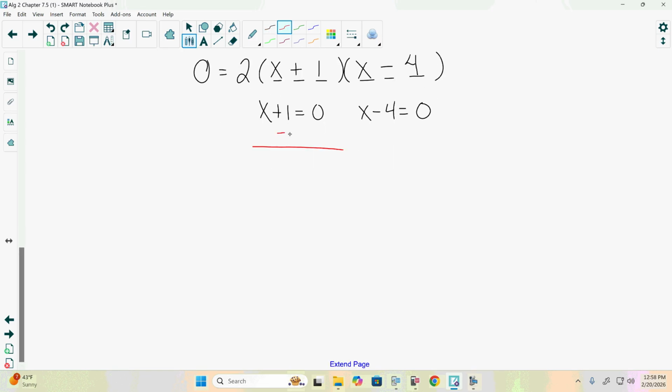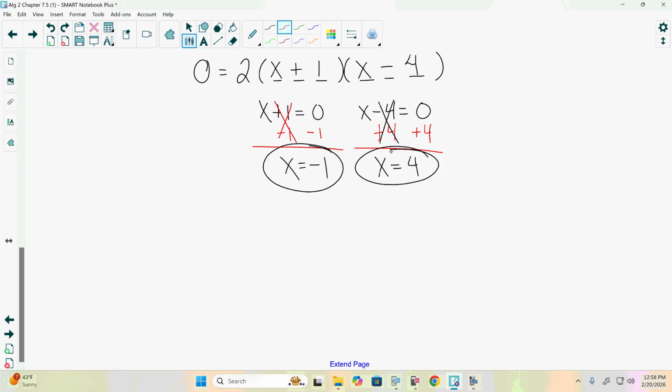With x plus 1, we would subtract 1 from both sides. Our 1 minus 1 would be 0, leaving us with x. 0 minus 1 is negative 1. So one of our solutions is that x is equal to negative 1. With our x minus 4, we can add 4 to both sides. Negative 4 plus 4 is 0. 0 plus 4 is 4, telling us that x is either equal to negative 1 or x is equal to 4. So these are our 2 solutions for this here. Questions on any of this so far? Are you ready to look at the next one?